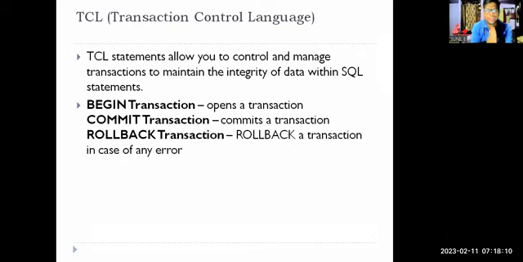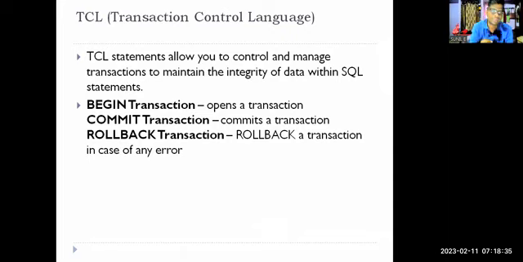So here are the three important statements we use in the TCL language: first one, begin; second one, commit; third one, rollback. Okay, these are the three important statements. That is the begin statement. Next one is the commit statement. Next one is the rollback statement.